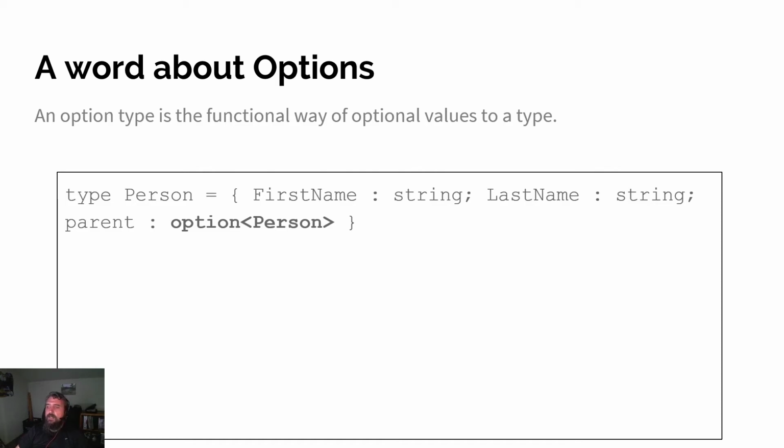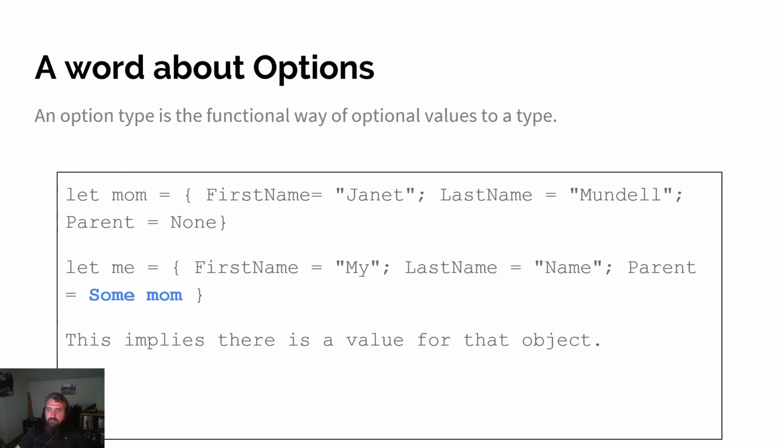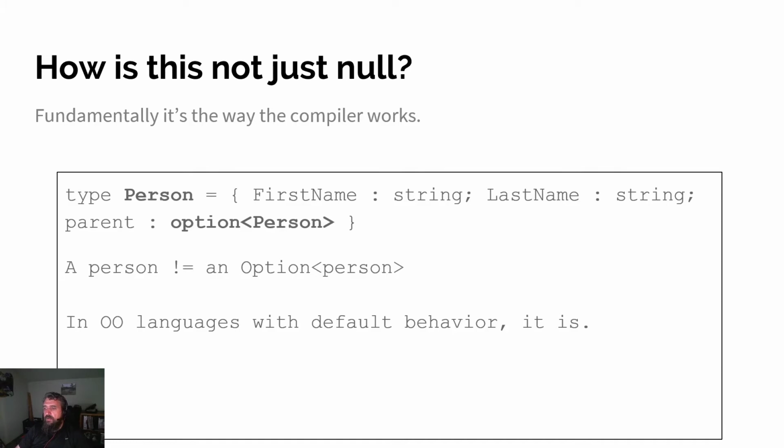You use the option value, and this lets you deal with that. This item has a value, or this does not. So in this case, there's two values for an option. You get the none, which means as indicated there, or you get some, which indicates there is a value. And the difference here is that a person is not an option person, right? So where you get some of the craziness of some of the other languages where you expect null by default, in F Sharp, by using the option types, you just don't ever deal with that.